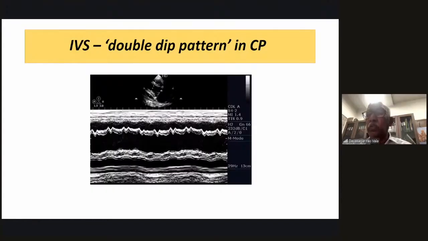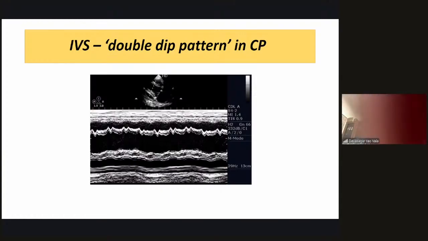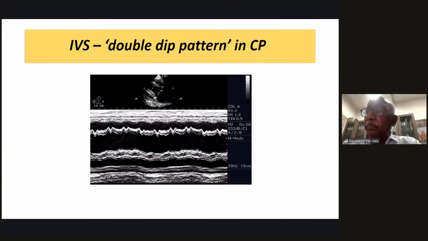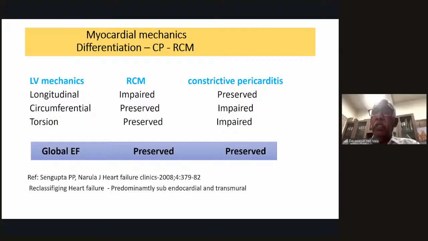Yeah, okay. So this is a sign of exaggerated ventricular interaction because of limited space consequent to thickened and fibrotic pericardium. Can I have the next slide? Yeah. It's equally important to remember, as I mentioned earlier, that there is a difference between restrictive cardiomyopathy and constrictive pericarditis in terms of which layer of the myocardium is involved.